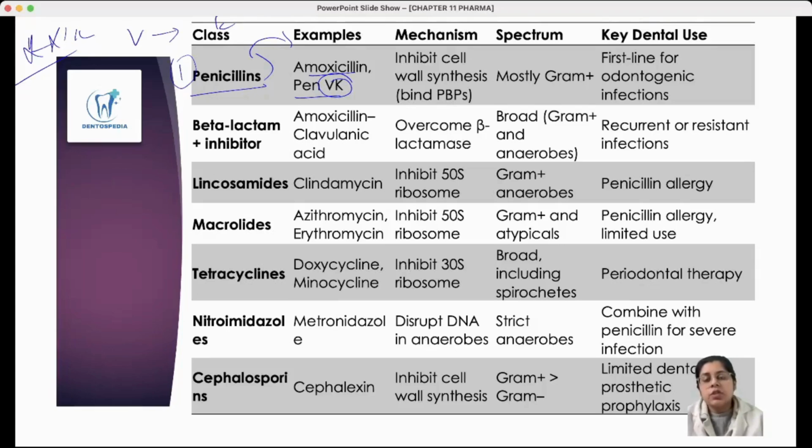Now, mechanism is also very important. It inhibits the cell wall synthesis, mostly for gram-positive bacteria, and is first line for odontogenic infection.